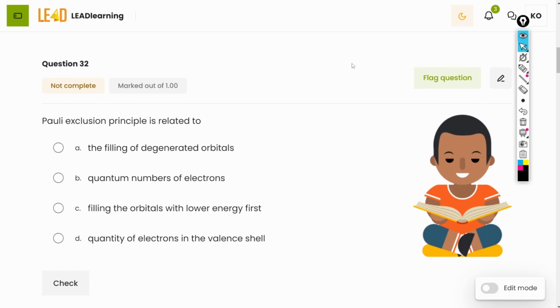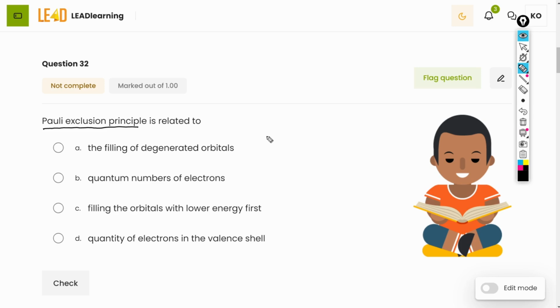Question 32. Pauli's exclusion principle is related to. Now let us look at what this principle is talking about. Pauli's exclusion principle is one among the principles that explains the quantum mechanical model of the atom. It explains the electronic configuration of atoms.